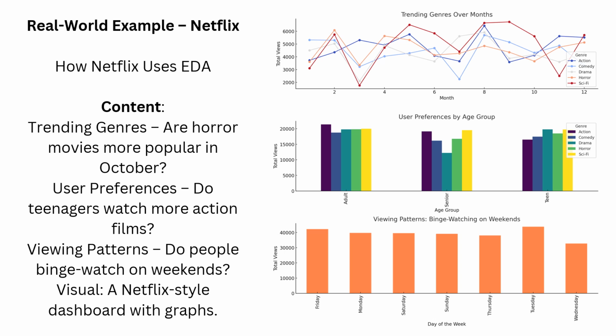First is the trending genre. Netflix checks if horror movies get more views in October. A quick look at the data might show a spike in horror movie streaming around Halloween. That is shown in this graph.